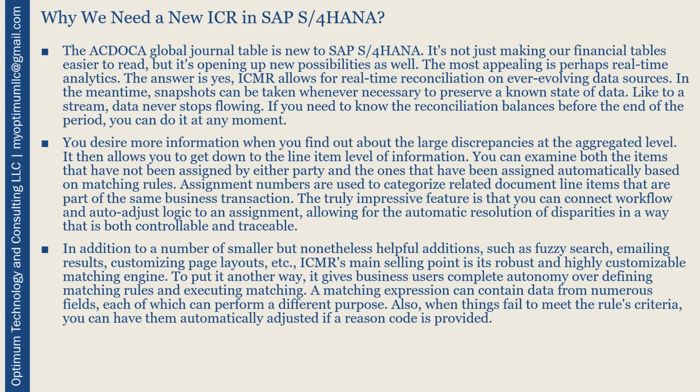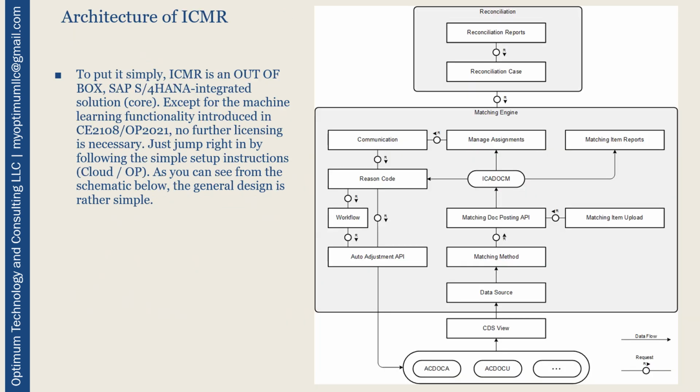To put it another way, it gives business users complete autonomy over defining matching rules and executing matching. A matching expression can contain data from numerous fields, each of which can perform a different purpose. Also, when things fail to meet the rules criteria, you can have them automatically adjusted if a reason code is provided. Architecture of ICMR. To put it simply, ICMR is an out-of-box, SAP S/4HANA integrated solution, core.